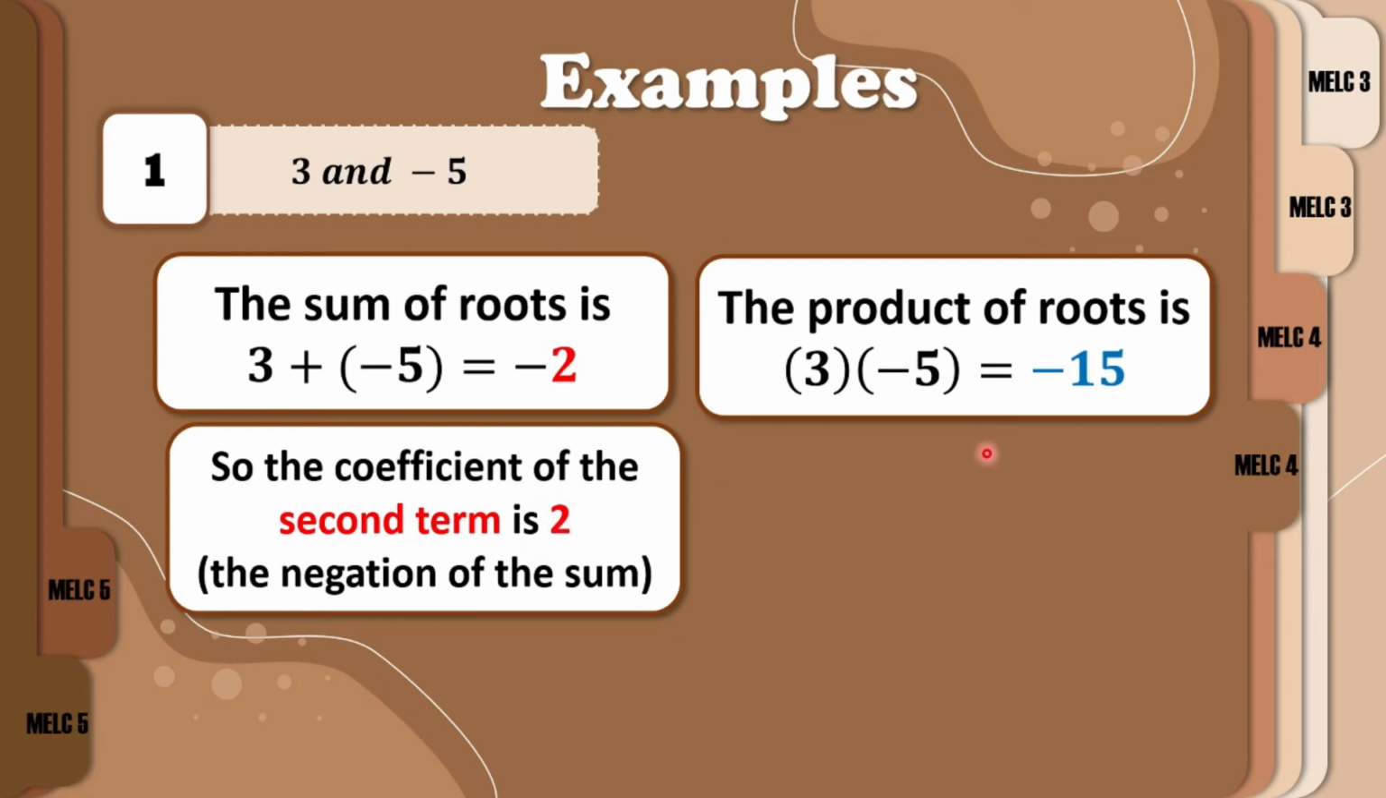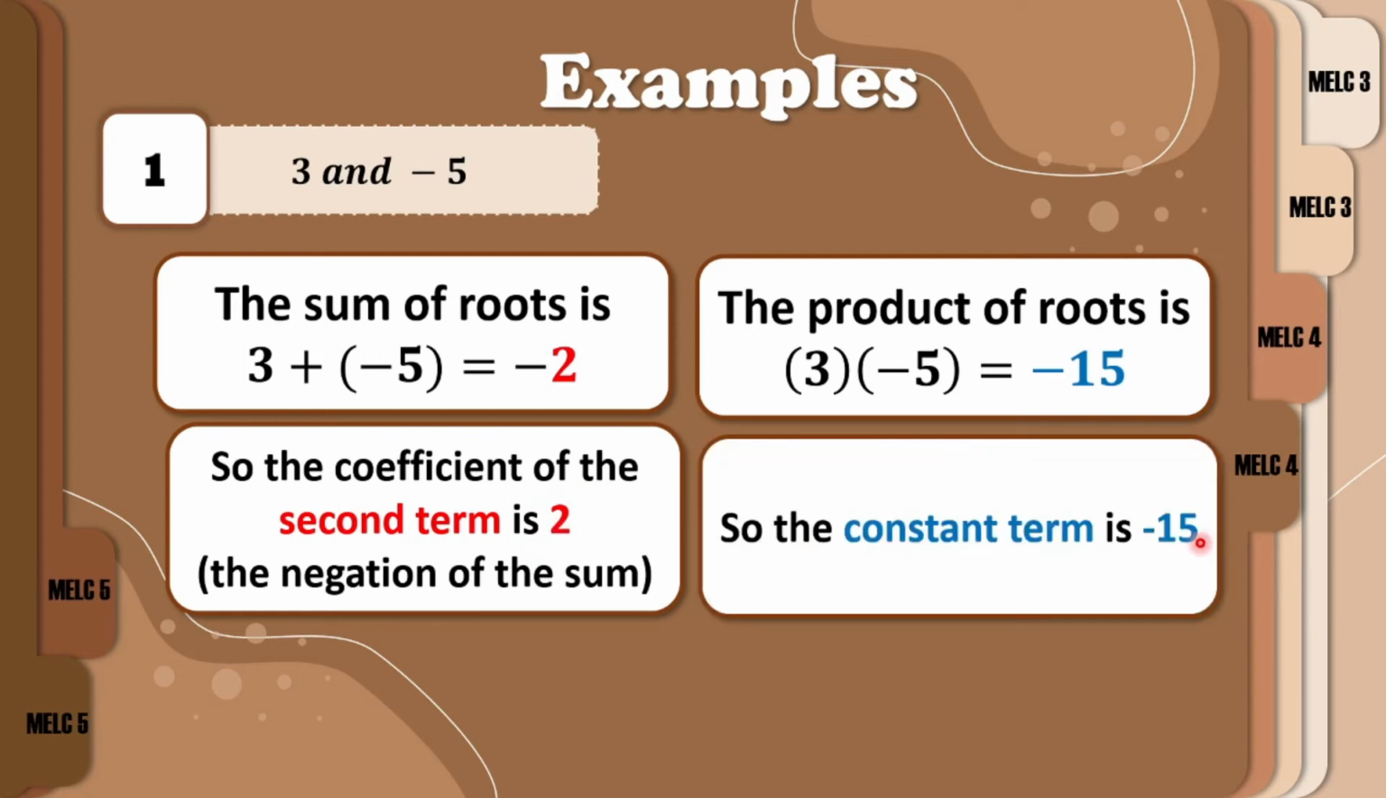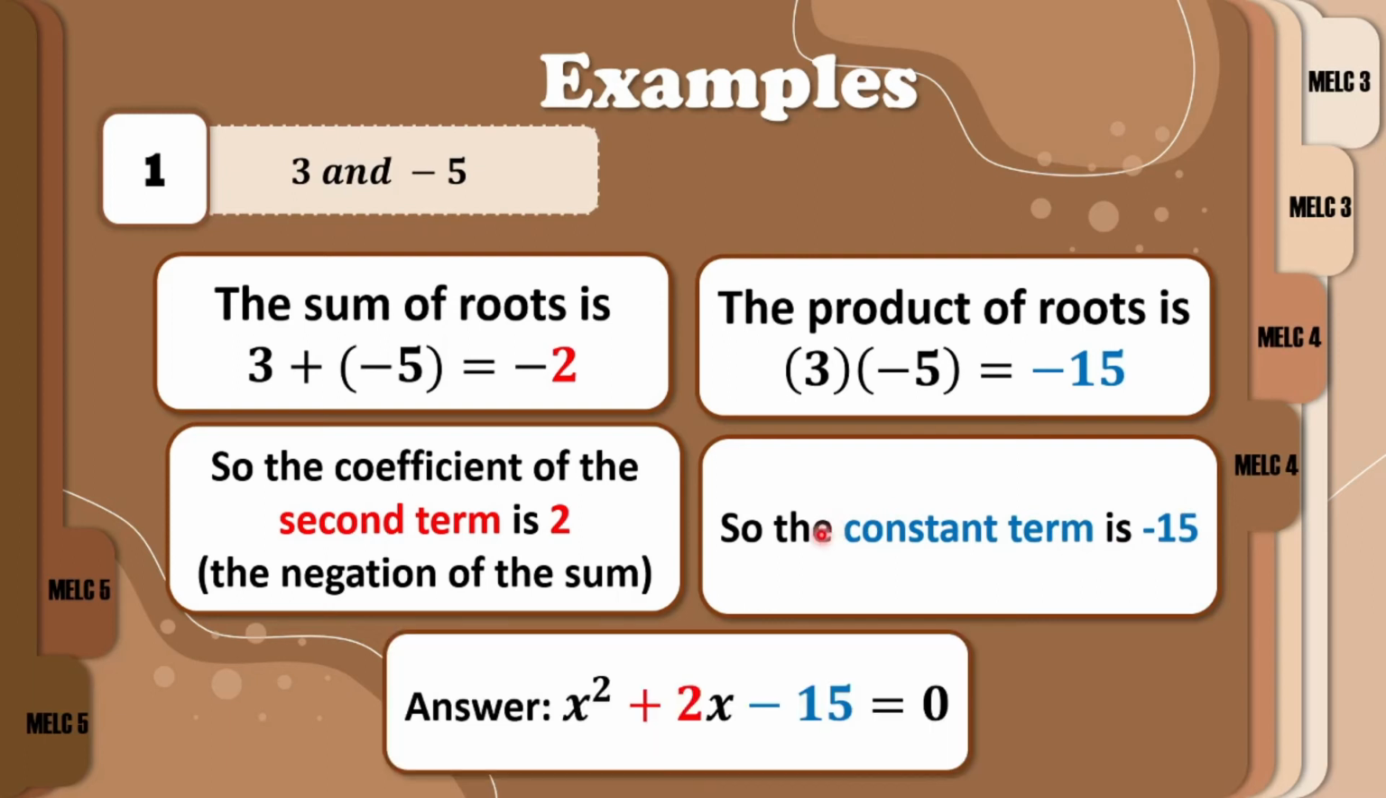Sa kabilang side naman, the constant term is negative 15. So meron na tayong constant term, which is ito na yung fixed number natin. So kung gagawa tayo ng quadratic equation, that is x squared plus 2x. Ito yung ating second term. Then, minus to the constant term, which is negative 15. So this is our final answer. So this is our quadratic equation na nabuo gamit yung roots na 3 and negative 5.